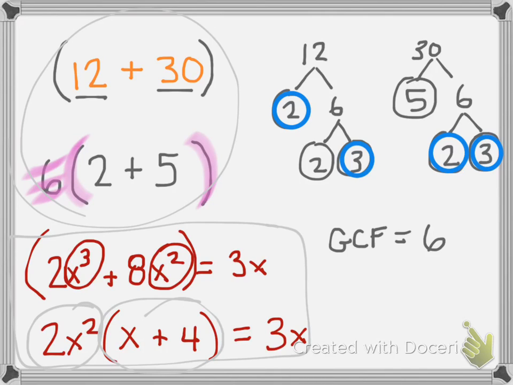One more thing I wanted to show you. You could take this and multiply it back in. 6 times 2 is 12, and 6 times 5 is 30. So I get right back to my original addition problem. So in essence, we are using the distributive property by multiplying in and then dividing back out a common factor.